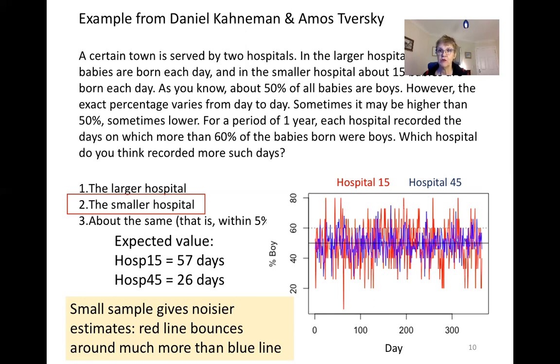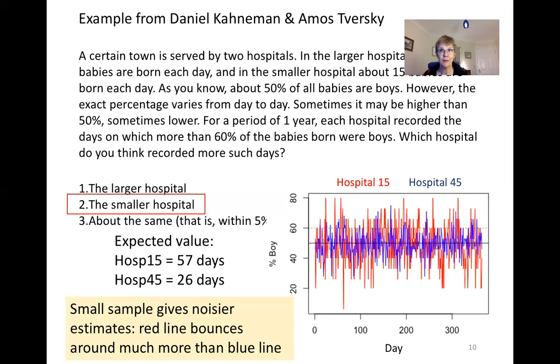each day. And what you see is that the red lines are much spikier. They go up and down much more and cover a much greater range. And that's essentially that the smaller sample is giving you noisier estimates. And so the red line is bouncing around, and we were asked to say how many will be above 60%, which is shown as a dotted line here on this plot. And you can see that in the red sample, there's a lot more above that dotted line.